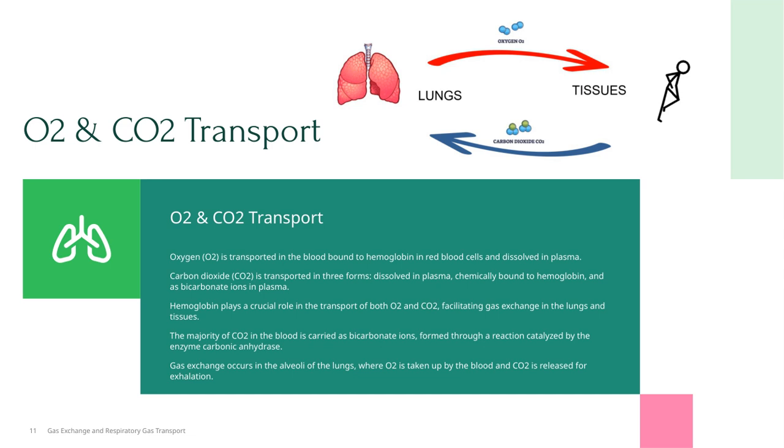Gas exchange occurs primarily in the alveoli of the lungs. Here, oxygen from the inhaled air is taken up by the blood, while carbon dioxide is released from the blood to be exhaled. This exchange is the core function that keeps our tissues supplied with oxygen and removes waste CO2. Understanding these mechanisms highlights just how interconnected and efficient our respiratory system really is, supporting the overall theme of how vital respiratory gases are for our body's function.